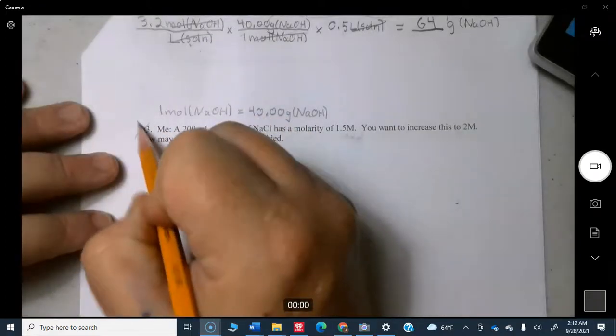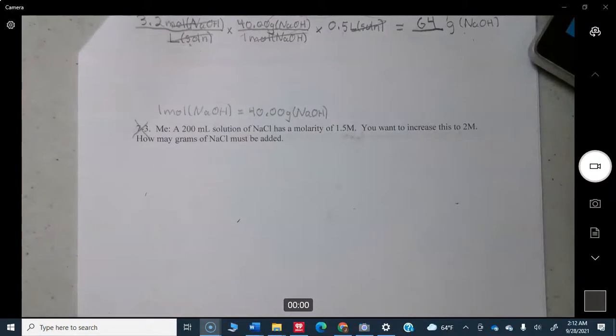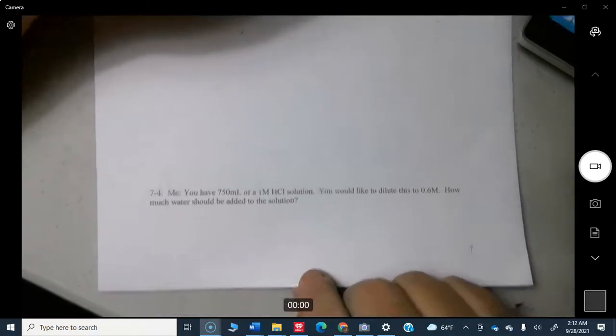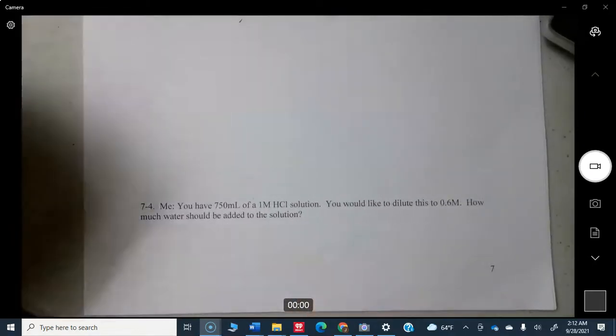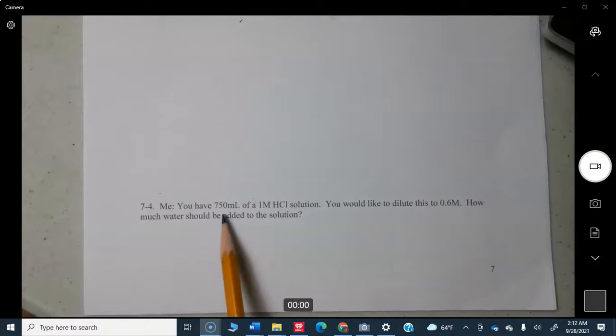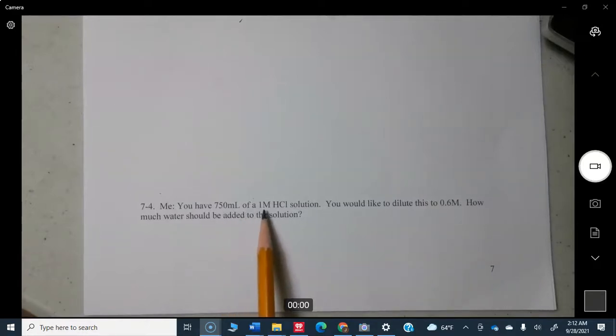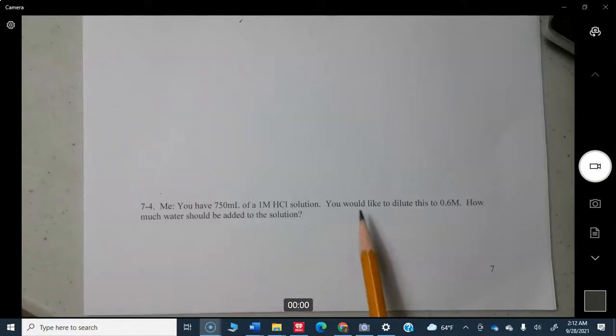Okay, we're now at 7.3. I'm going to scratch 7.3 for a variety of reasons. I'm just not going to do that right now. I'm going to move on to 7.4. Okay, so it says you have 750 milliliters of a 1 molar HCl solution. You would like to dilute this to 0.6 molar. How much water should you add?